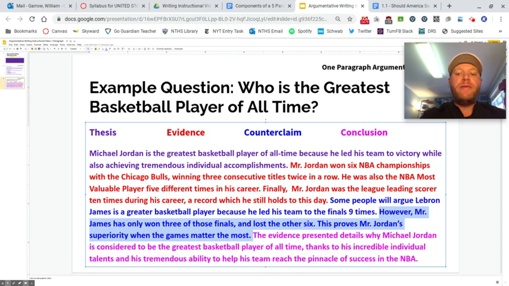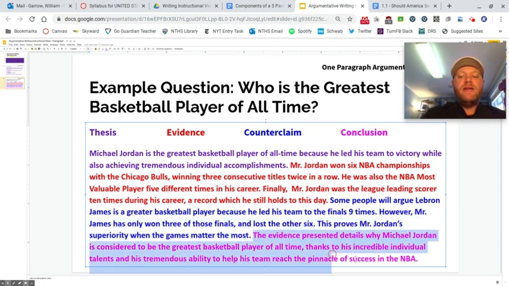The fourth piece of a one-paragraph argumentative write is going to be the conclusion, okay? And all I'm going to do in a conclusion really is I'm going to restate my thesis in a little bit different wording to re-emphasize my argument, my point, okay? And so I've said here at the bottom, the evidence presented details why Michael Jordan is considered to be the greatest basketball player of all time, thanks to his individual talents, which I have proved with my evidence, and his tremendous ability to help his team reach the pinnacle of success in the NBA, which I also proved with my evidence.